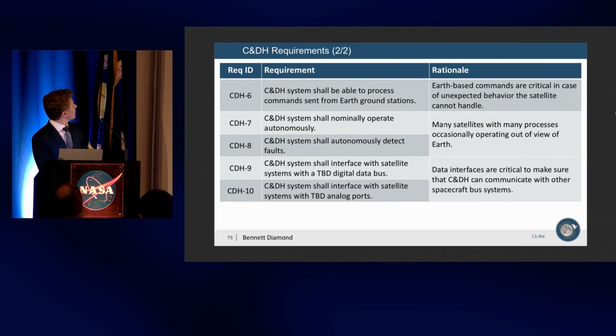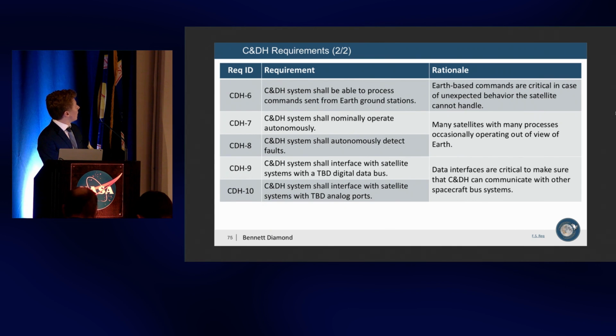As mentioned earlier, CDH7 and CDH8. The CNDH system shall nominally operate autonomously, and the CNDH system shall autonomously detect faults, respectively. So we have 32 satellites in this constellation. That is a whole lot of satellites to be managed by Earth ground stations, and at many points those satellites will be out of view of Earth. So it's imperative that these satellites are able to conduct normal operations on their own and are able to detect faults on their own and, if need be, enter a safe mode.